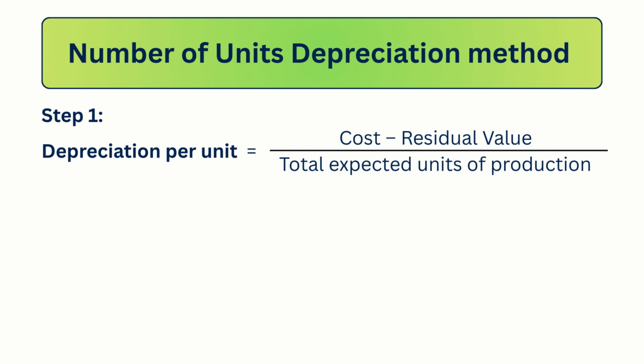In other words, it tells us how much of the asset's cost is used up each time one unit is produced, or each hour the machine is used. This gives us a fixed cost per unit, not a fixed cost per year.